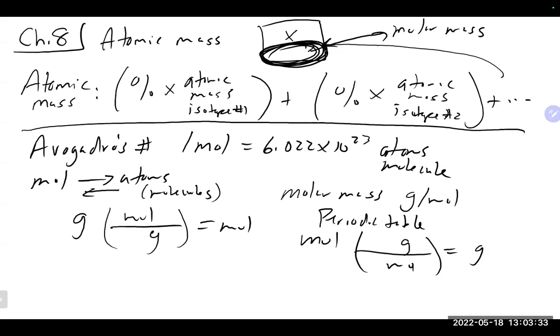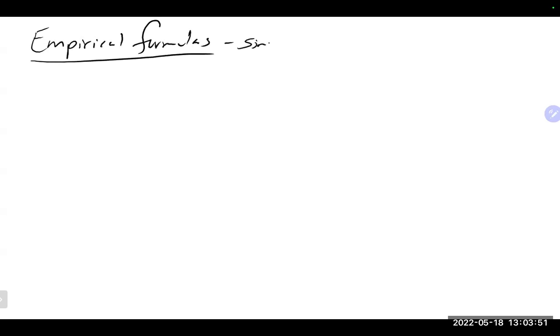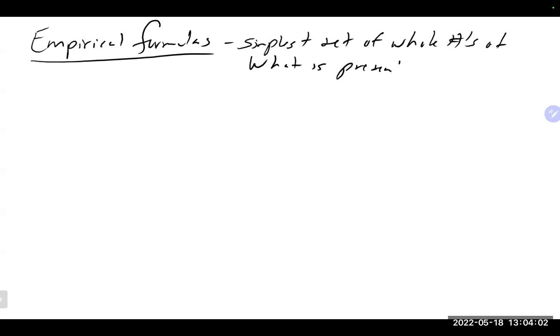In this chapter as well, I believe we talked about different types of formulas, if I am not mistaken. We talked about empirical formulas, which is the simplest set of whole numbers of what is present, as opposed to our molecular formula, which tells us exactly what is present.